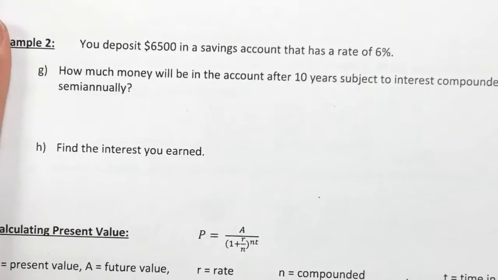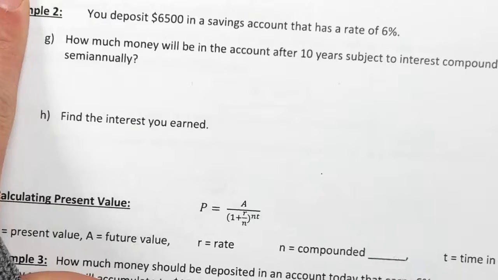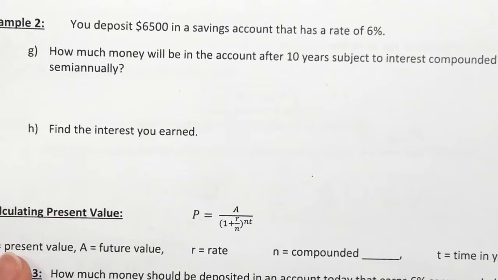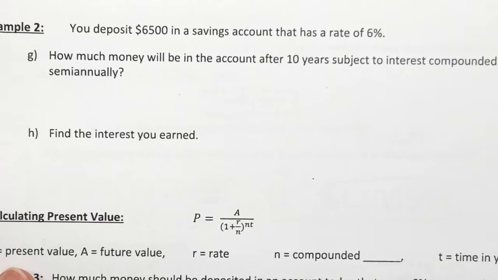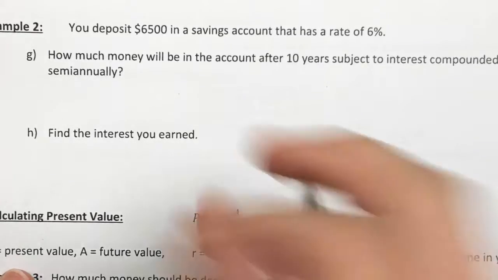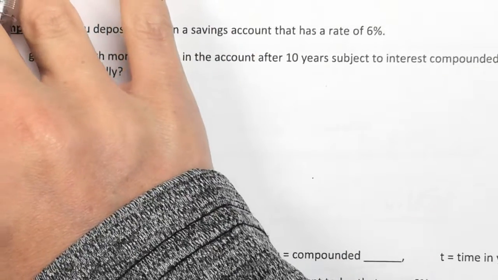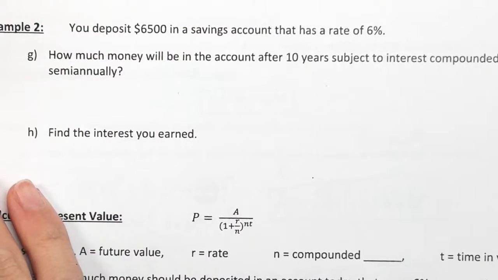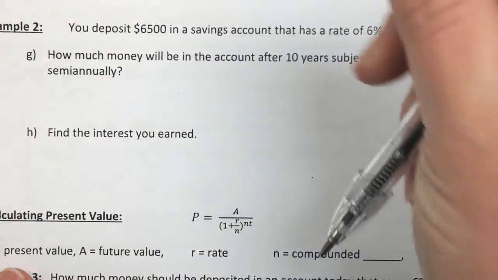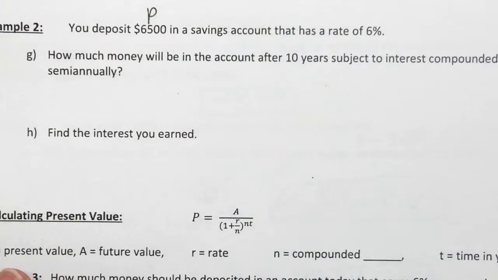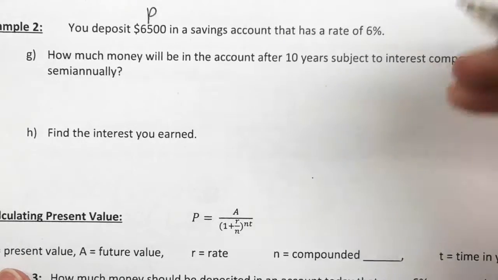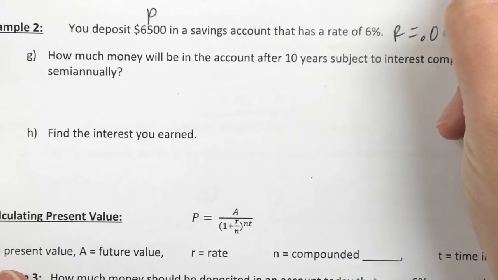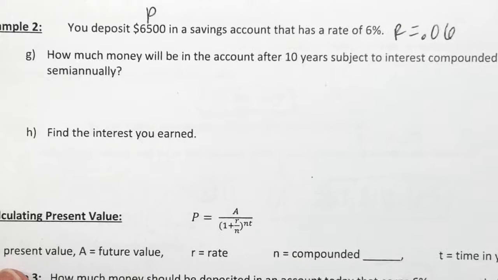Alright, next one. Same thing. Go ahead and we'll work this one together first. Alright, Guy, what's going to be our principal? I gave y'all plenty of time. What is our principal, Guy? The principal is 6,500. Alright. Maya, what's going to be the rate? Good. What's going to be the time, Heidi?